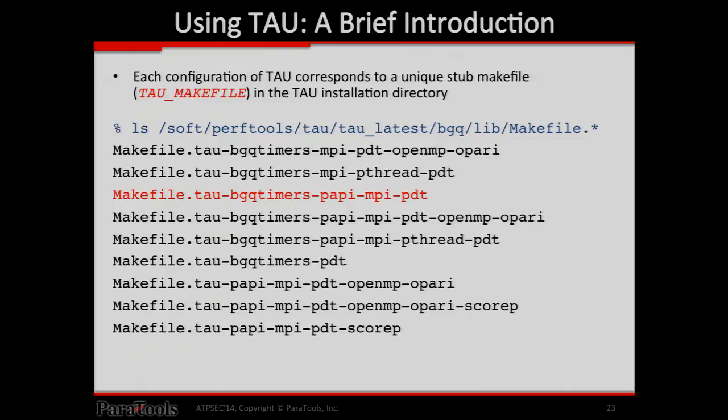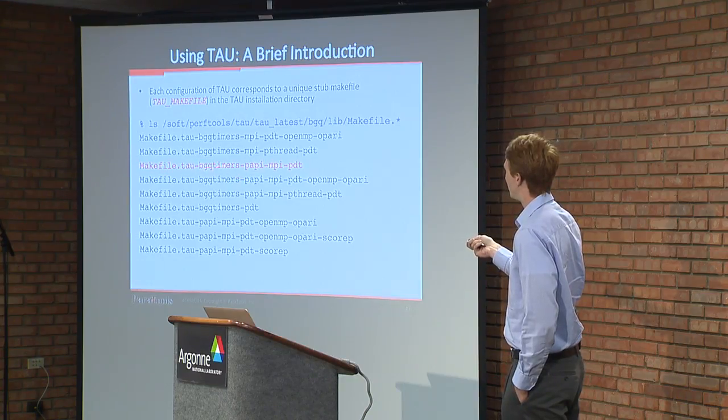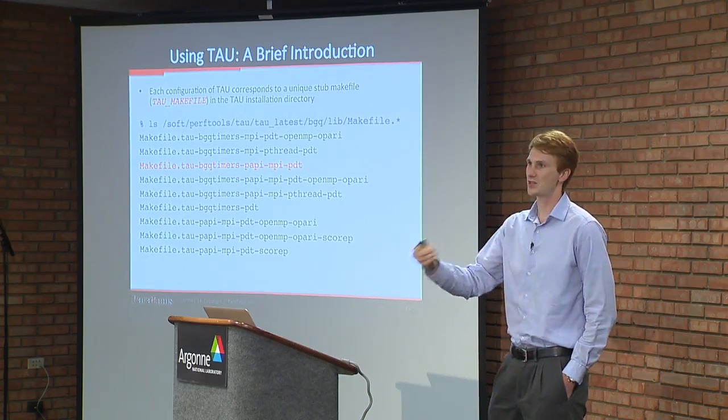Actually using Tau. If you want to use Tau on Mira, all you have to do really is pick a Tau configuration that's already installed at this location. And there are some reference slides in the back of the slides that are online as well that'll describe this in detail. But every Tau configuration is identified by a unique makefile. So whatever set of compilers or MPI libraries you're using, there's a Tau makefile to match that combination. And then you find the makefile with the tags that match the features that you want to profile.